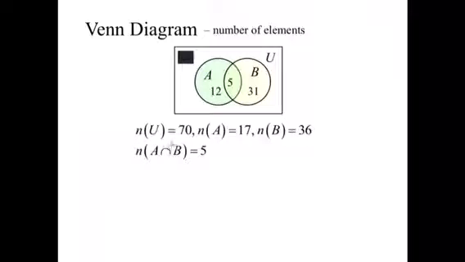And if we know that there are 70 elements in the whole set, then we subtract the 3 things inside of our circles to get the remaining portion on the outside. So 70 minus 12 minus 5 minus 31 is going to give us 22 people on the outside.